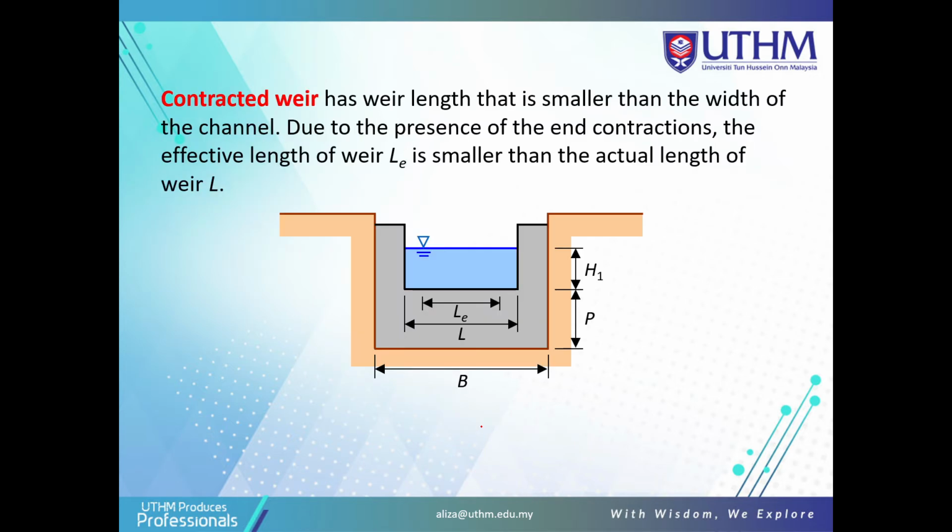Now we're using the contracted weir, which has a weir length that is smaller than the width of the channel due to the presence of the end contraction. So the effective length of weir, Le, is smaller than the actual length of weir, L. This is based on the L here, the Le here, the B here, and P and also H1.